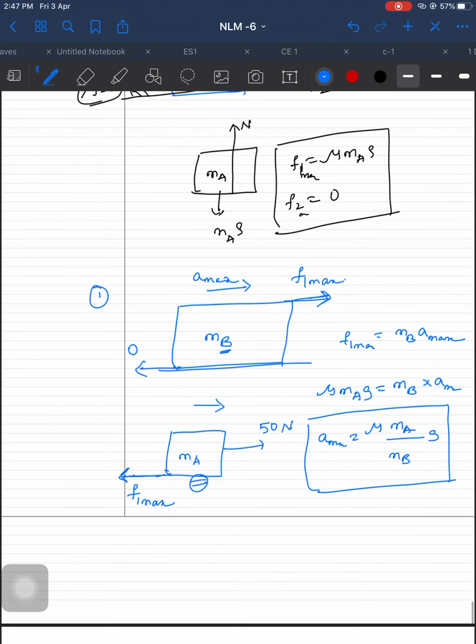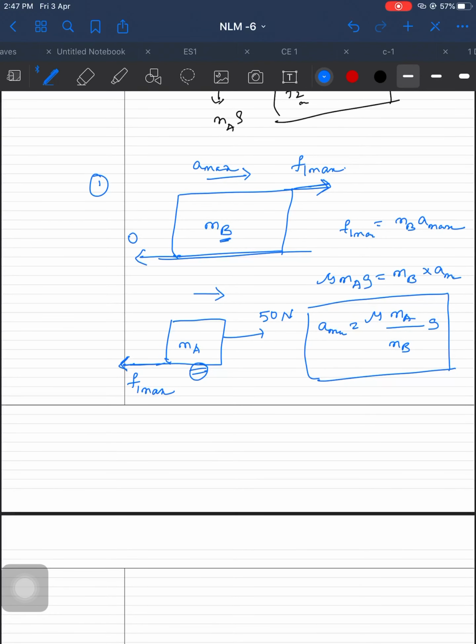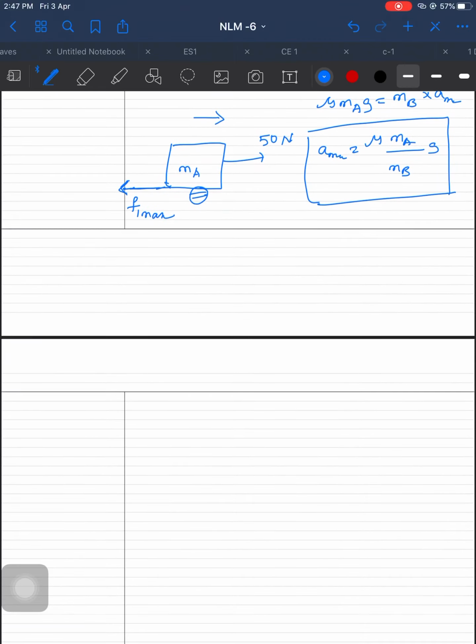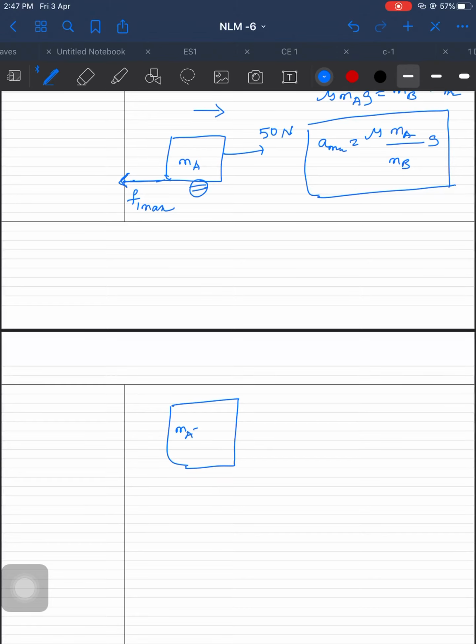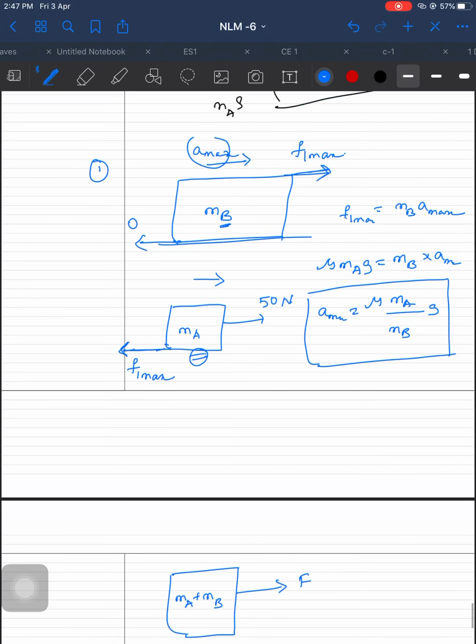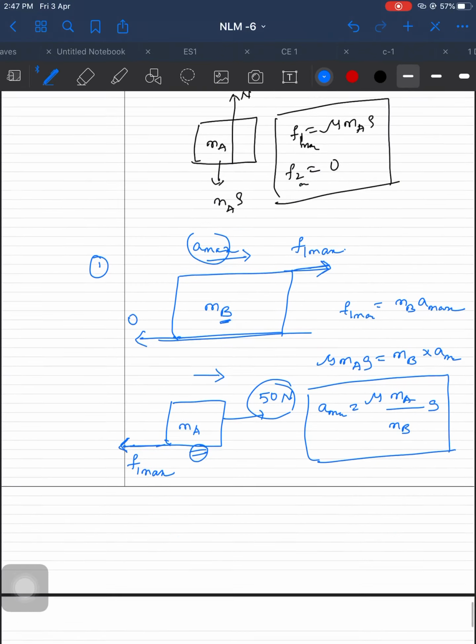Maximum acceleration we found. And what is the next step? Assume that all the blocks are moving with the same acceleration. Why are we assuming that? Can the lower block move with more than A max? No, it's impossible. The maximum acceleration of this is mu MA over MB into G. The upper block can move with whatever acceleration because of the applied force, and the total mass is MA plus MB.